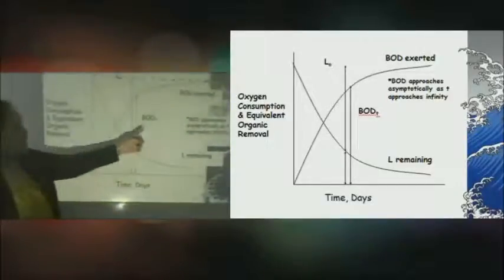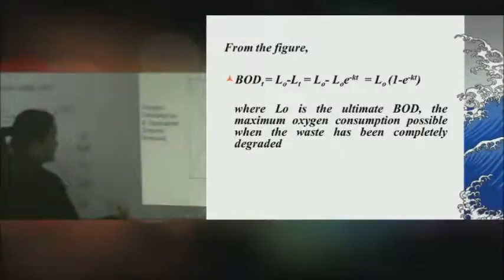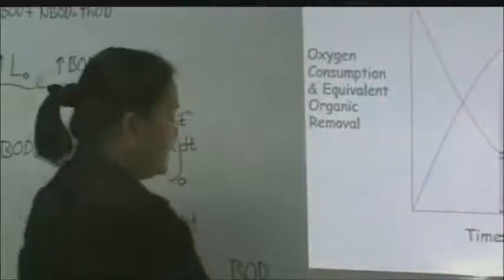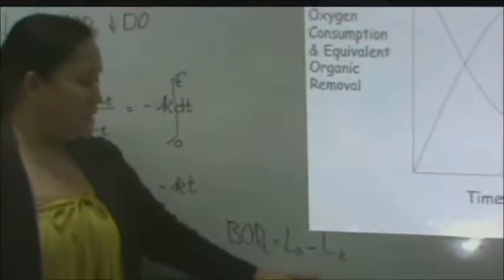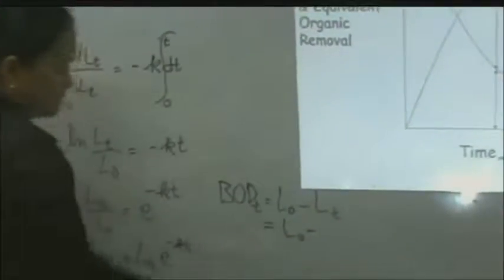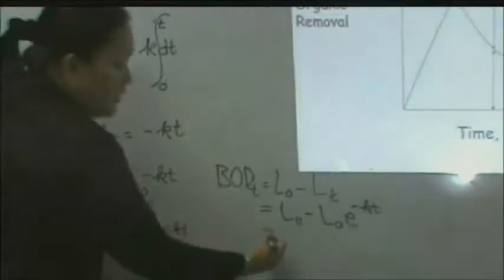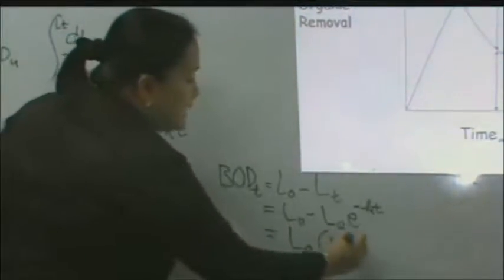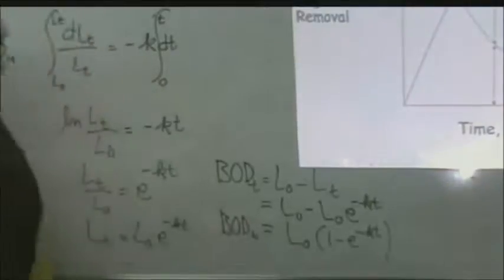So, at any time t, the BODt can be represented as the initial organic loading, L0, minus the organic loading remaining at time t. Relating this to the expression that we have derived, this is equal to L0 minus L0 multiplied by e to the minus kt. Factoring out L0, we have L0 (1 minus e to the minus kt). This is now the amount of oxygen needed to decompose the organic waste at any time t.